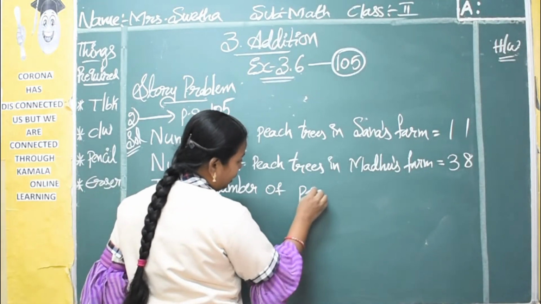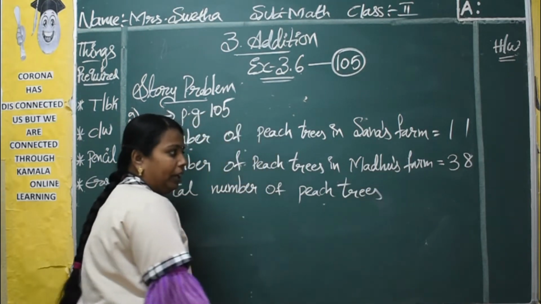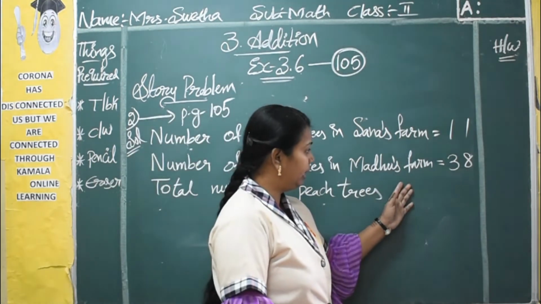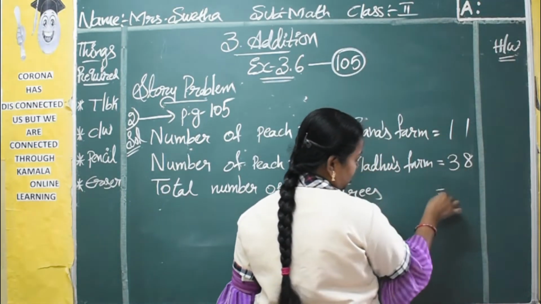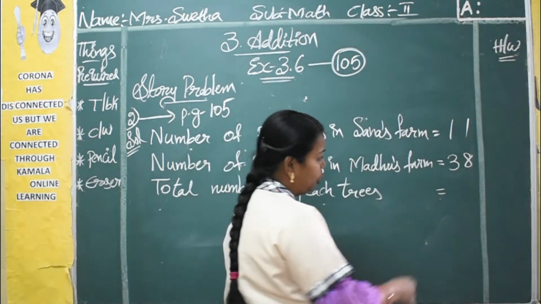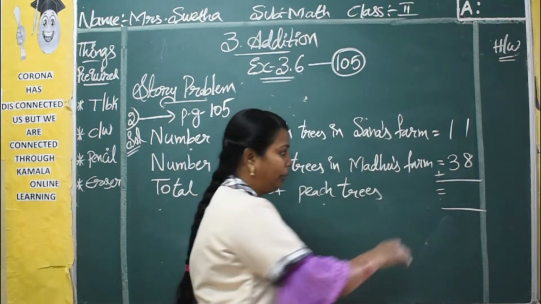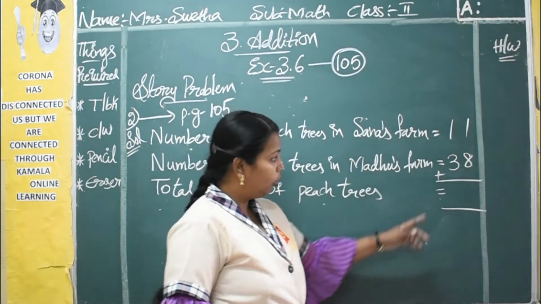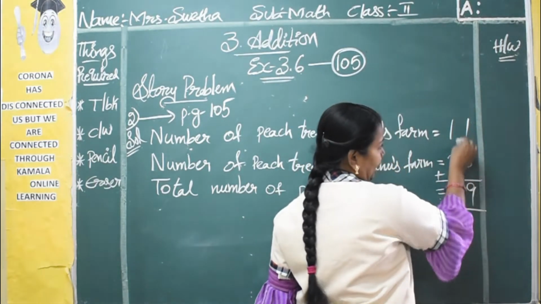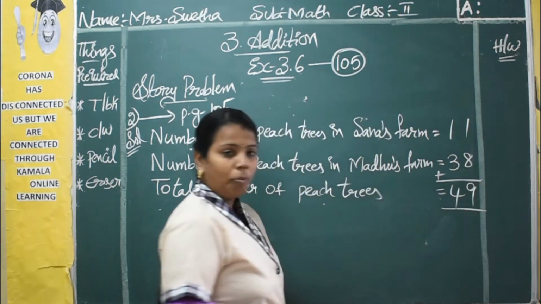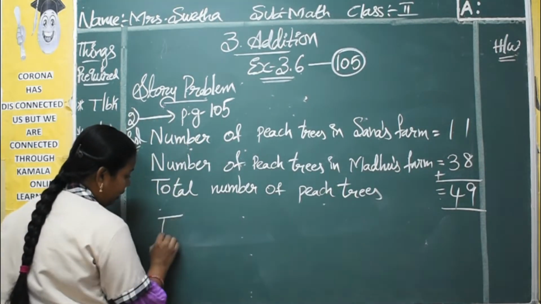Total number of peach trees. So I said already, if we have place also we will not write here. We will write under the equals. Yes. So here I have my equals to go on the straight line. Next you have to find the total number. Okay, so total means addition, so you have to mention the addition symbol also here. Now 8 plus 1 is 9. 3 plus 1 is 4. How many peach trees are there now? 49. So write the conclusion line.